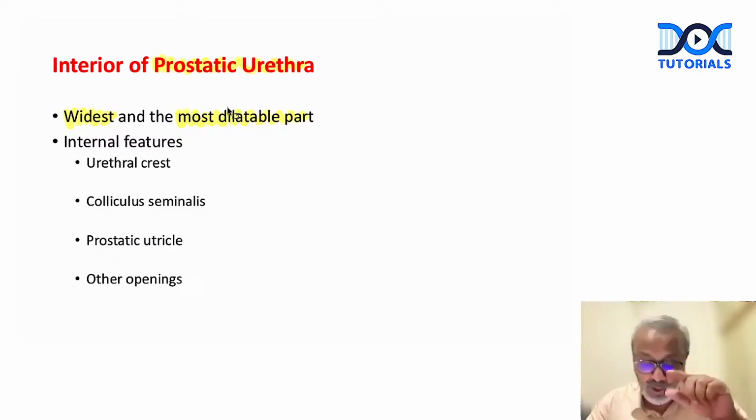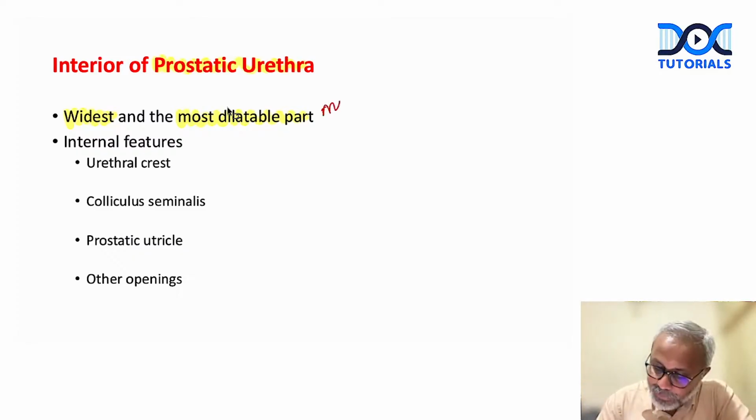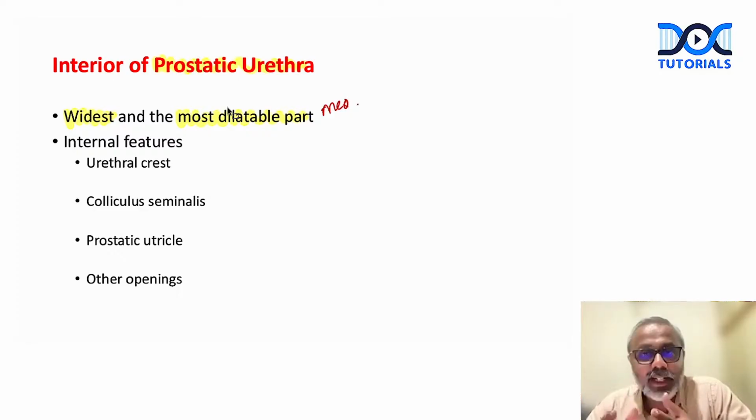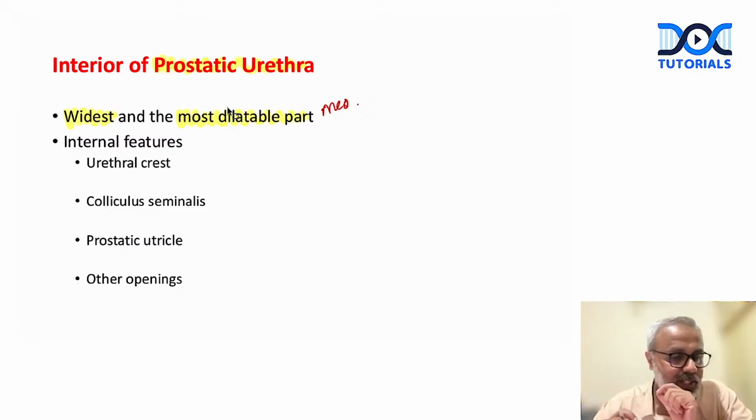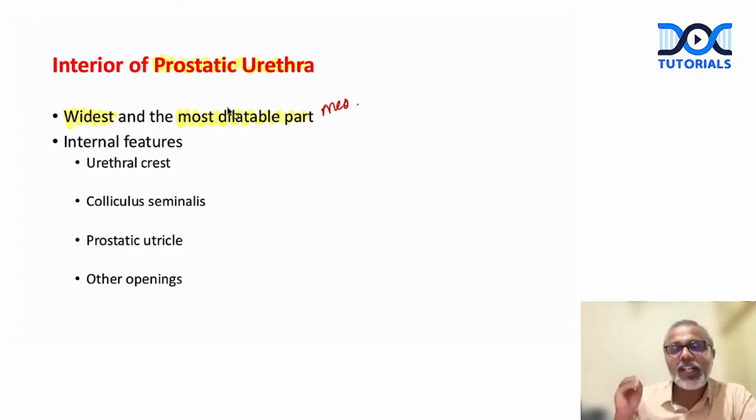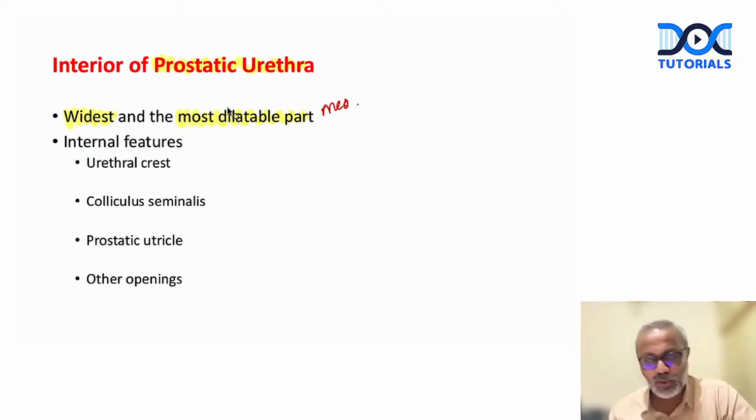So this also is an important MCQ question for you. Which is the most dilatable and widest part of the male urethra? Remember it as the prostatic urethra, right? Then in the internal features, what do we need to write?